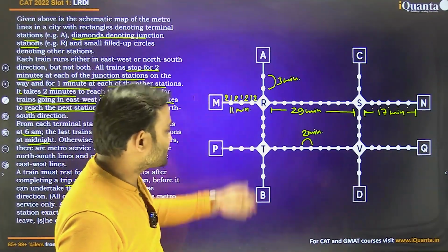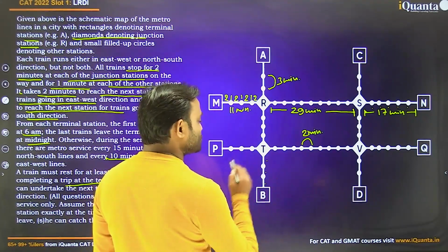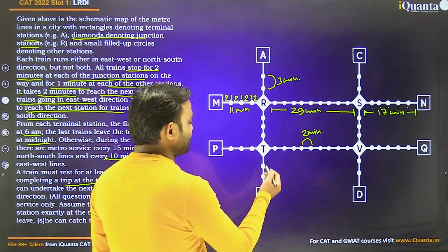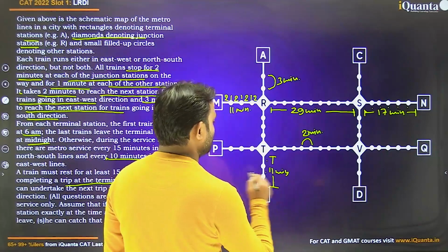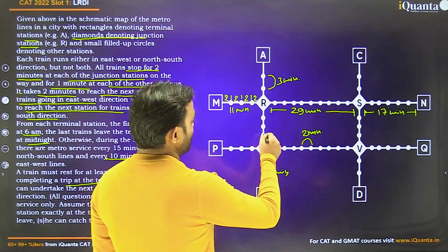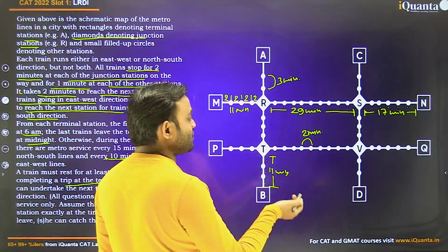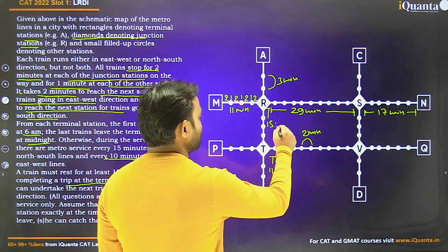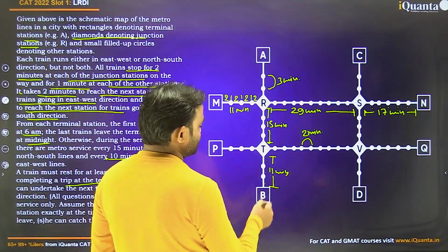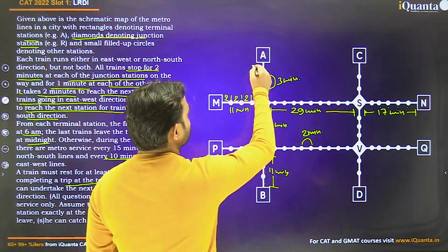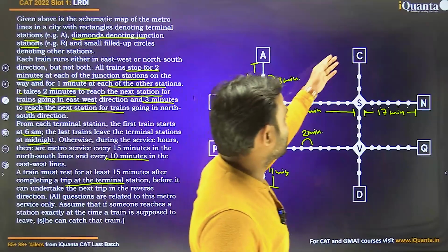Now, in case of north-south direction, let's check it. 1, 2, 3 gaps or 2 stoppages, 2 minutes, and 3 into 3, 9. So this will take 11 minutes. Next, in this case again, 1, 2, 3, 3 stops, 3 minutes, 4 gaps. So 4 into 3, 12 plus 3, it will be 15 minutes. And A to R is the same as T to B or B to T. So it will take a total of 11 minutes to cover the distance between A and R. Same will be the time taken to cover C to S.